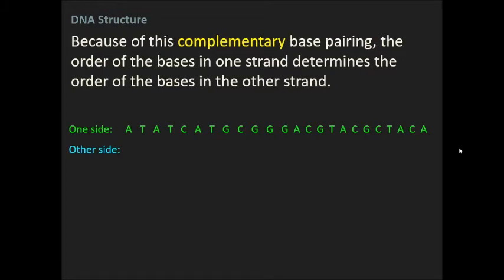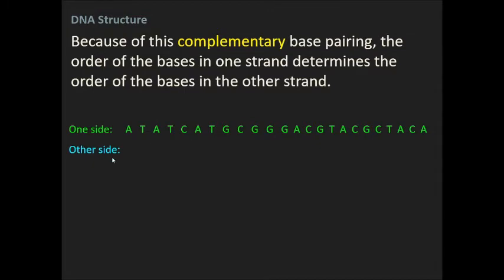Now what would happen later on, and we're going to learn this in the next video, is that we can read this, because this is the code. We can read this and send these instructions out into the cell where there's a thing called a ribosome that takes these instructions and turns it into a protein. It's a process called transcription and translation, which is another video.